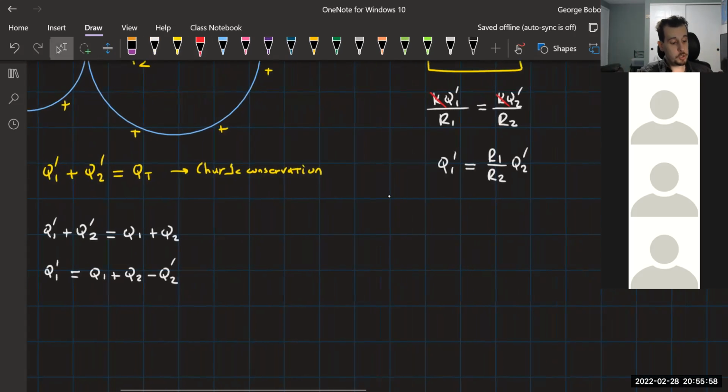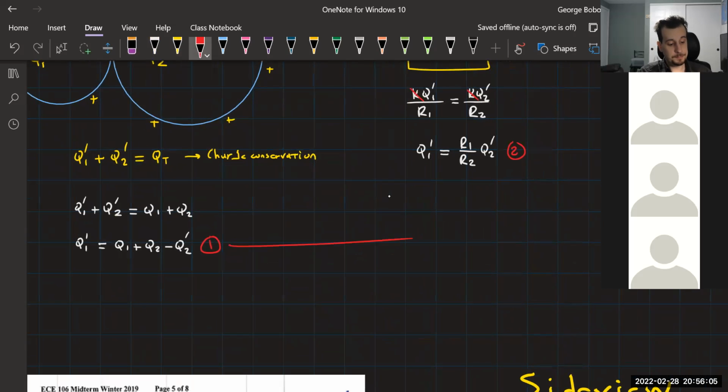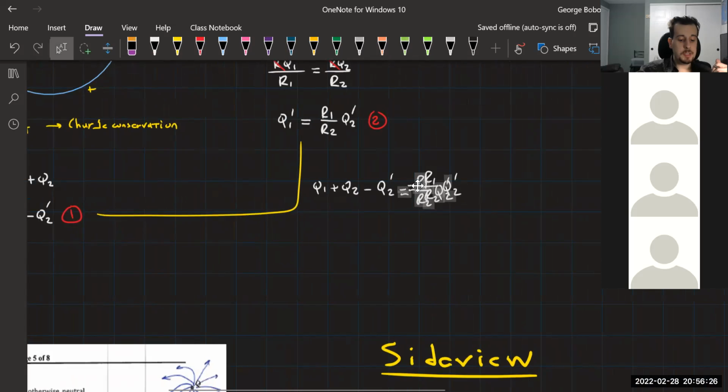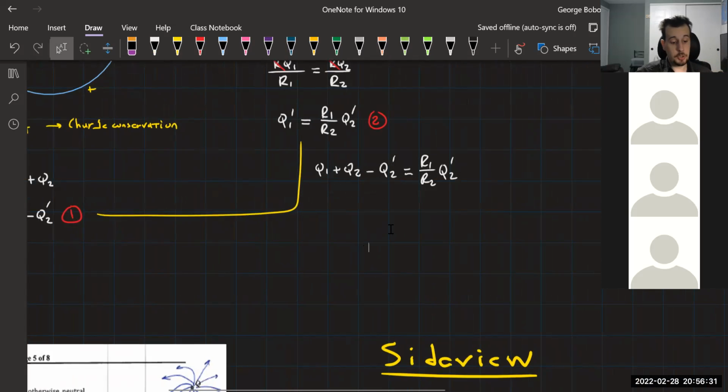So let's call this equation 1. You can see where I'm going with this. Equation 1, equation 2, let's equate them. So we have, of course, Q1 plus Q2 minus Q2 prime is equal to R1 over R2 times Q2 prime. We're almost there. As I'm doing this equation, I will be able to fetch you what the charge on the second conductor is.